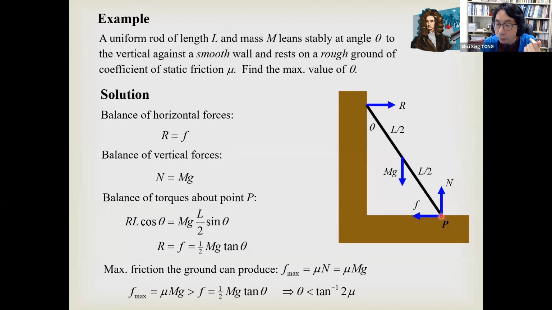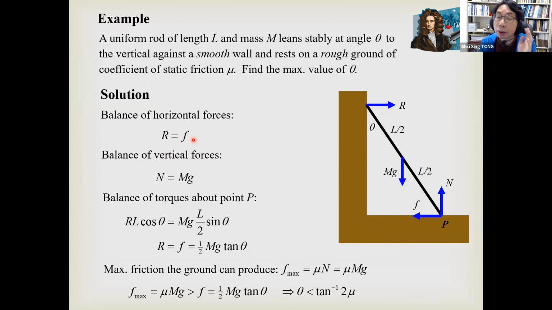And for the point that is in contact with the ground, we also have another normal reaction, N. But now we also have a frictional force. The frictional force is, of course, pointing towards the wall, because that is needed for equilibrium. The rod tends to slide down like this, and so the frictional force must be pulling the rod back. So it must be in this direction. Now we study the force equilibrium.